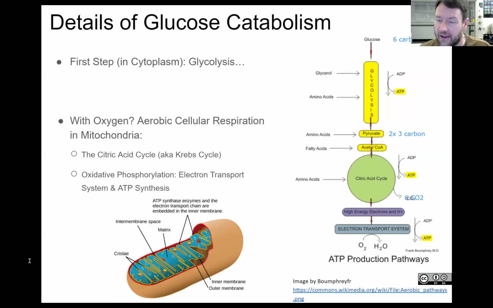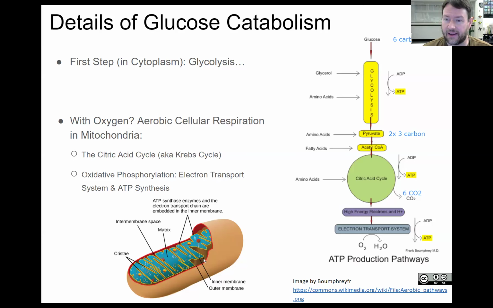By the end of the citric acid cycle, all the carbon is gone. It has taken the form of carbon dioxide, and carbon dioxide can just diffuse through the membranes of the mitochondrion and through the plasma membrane, and you can exhale that out of your bloodstream, quite literally.